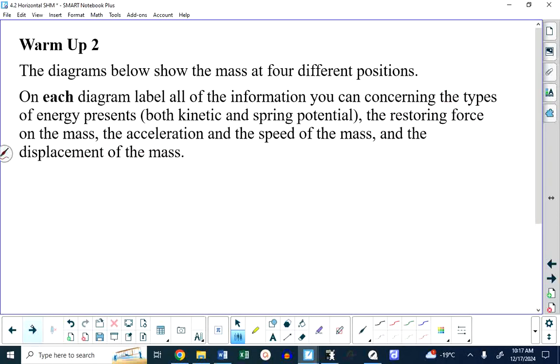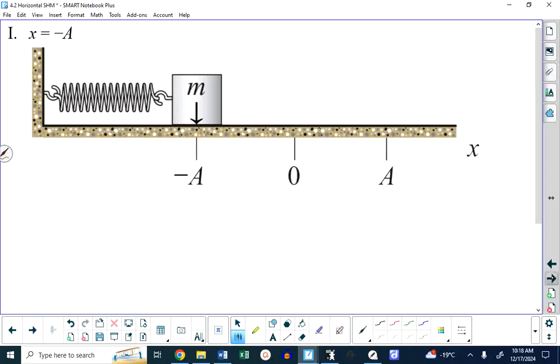Warm-up number 2. The diagrams below show the mass at 4 different points or positions. On each diagram, label everything about the situation. Okay? So, at this point in time, and we're not holding it there, I've pushed it into that point and I've let it go. And it's bouncing back and forth. And then when it gets back to this place, I've taken a snapshot.